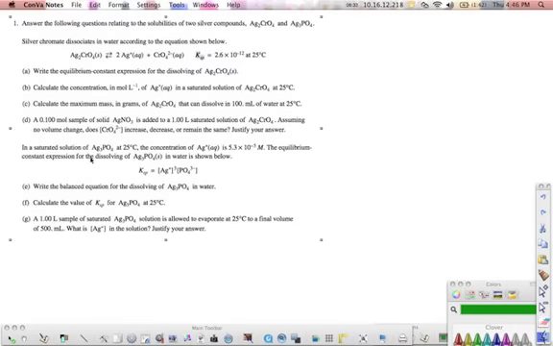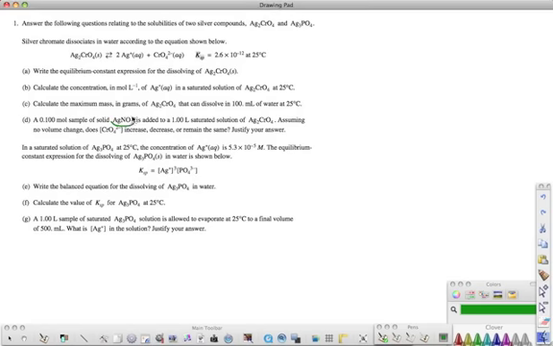So on D, it says a 1 mole sample of solid silver nitrate is added to a 1 liter saturated solution of silver chromate, assuming no volume change. What happens to the chromate ion? Well, just like in the 2006 question video, you can explain this using either Q or Le Chatelier's. I personally prefer Le Chatelier's, so that's what I'm going to go with.